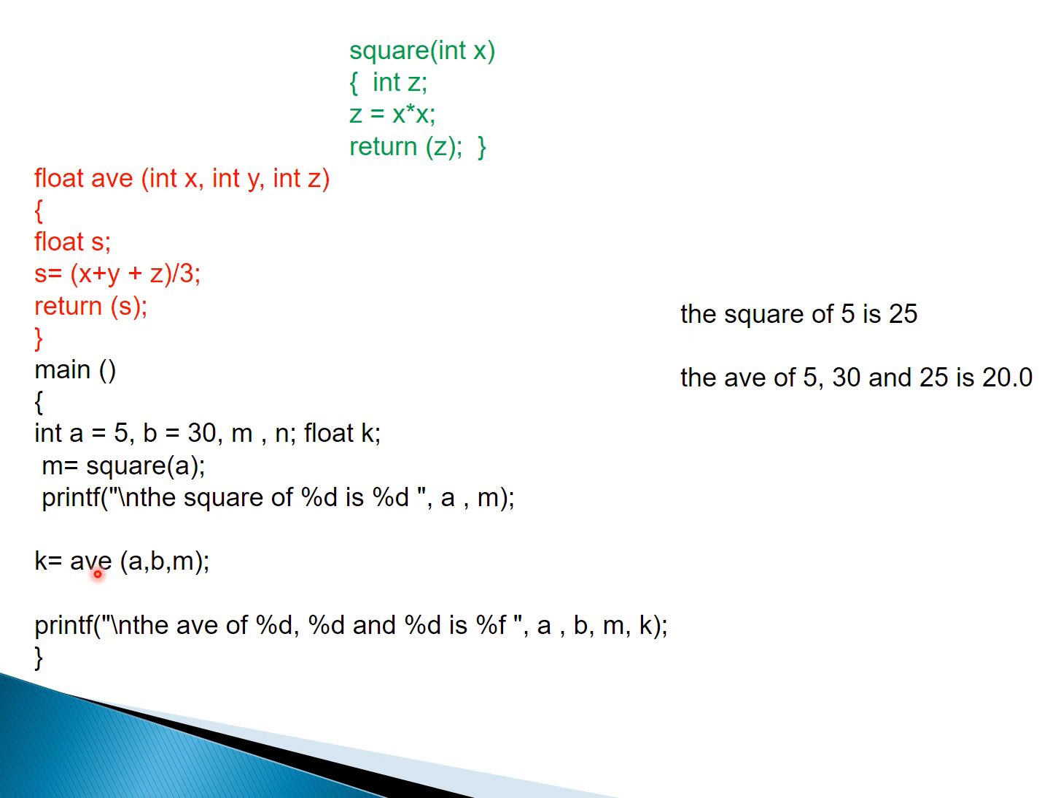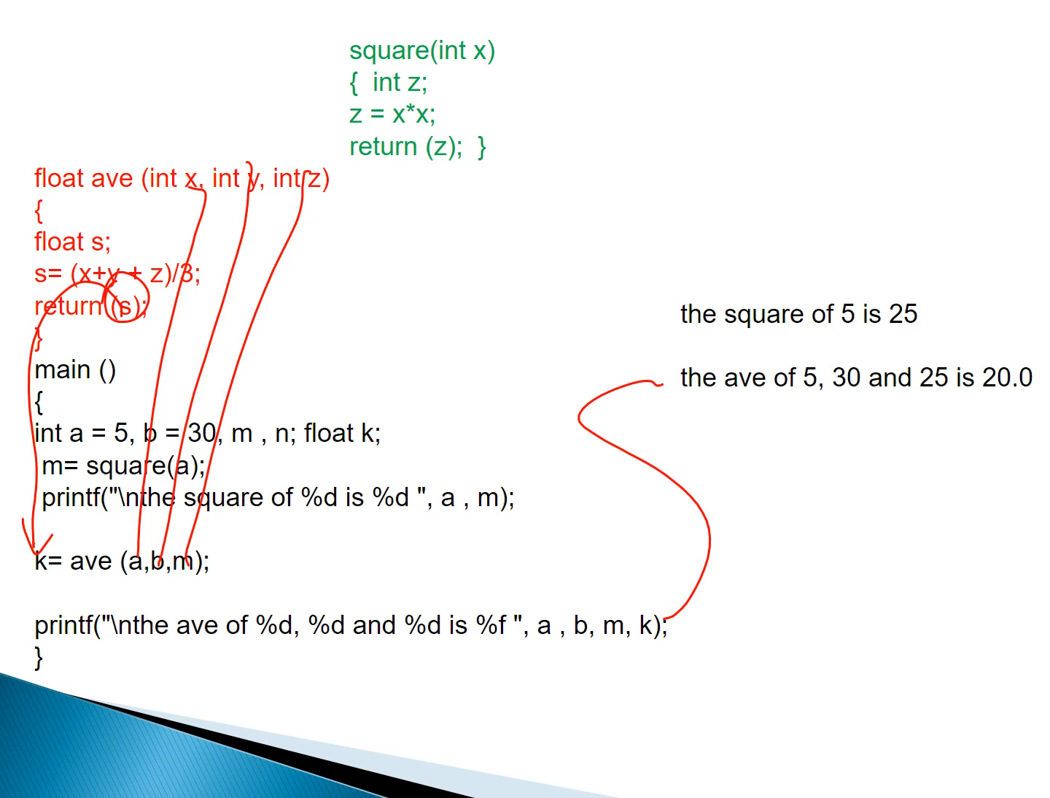Let's check what this function sends us. This function, the average function, sends us a float value, and we are receiving the float value on the k variable, and that will be the output. So let's use some markers here. a will go to x, b will go to y, m will go to z, and the value of s will be returned to k, and that is the output. So simple.